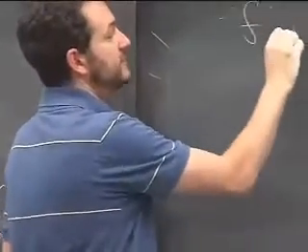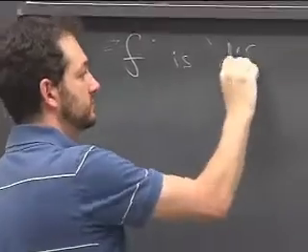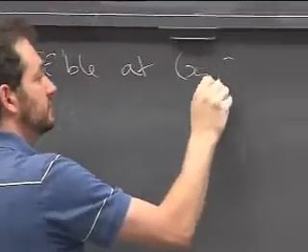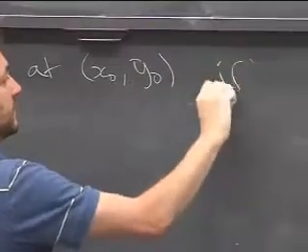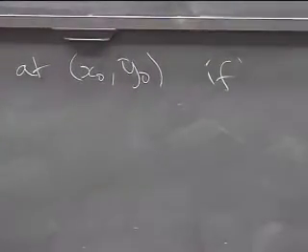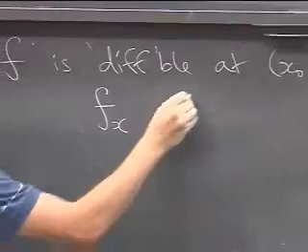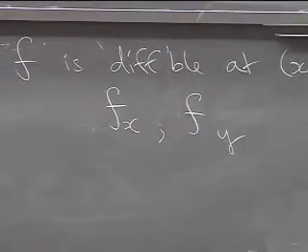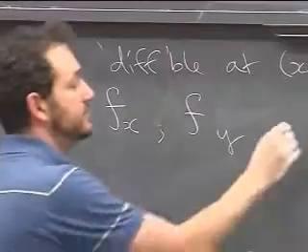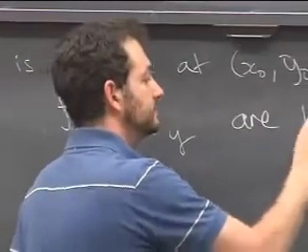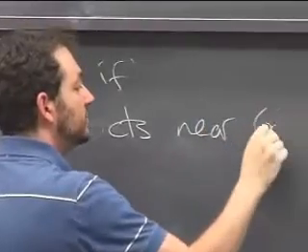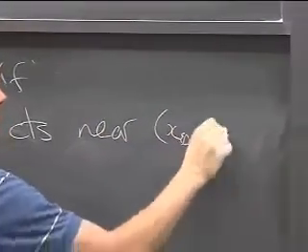It turns out f is differentiable at x0, y0 if the partial derivatives in both the x and the y direction exist and are continuous, in fact, near x0 and y0.